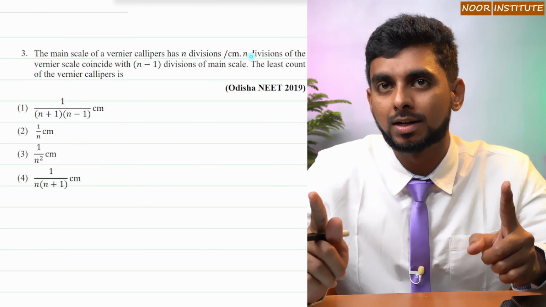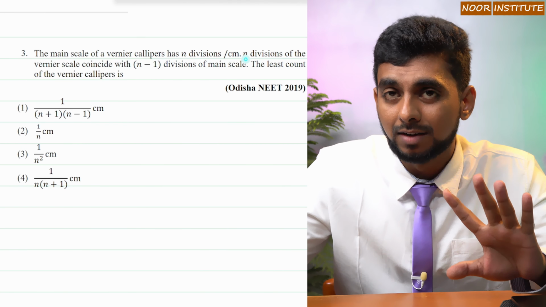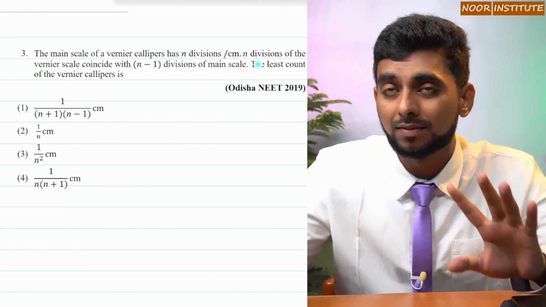That's how we've constructed it, okay? That's what they have given here. Instead of 10, they have given us n divisions, because in the previous statement also I considered n divisions, okay? So that is how it is. N divisions of the vernier scale coincide with n minus 1, which means like 10 divisions of the vernier scale obviously coincide with 9 divisions, that is n minus 1 divisions on the main scale, right?